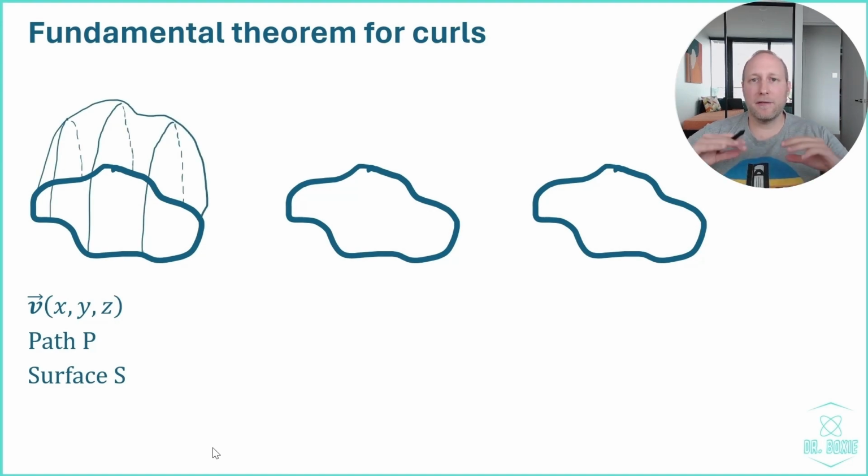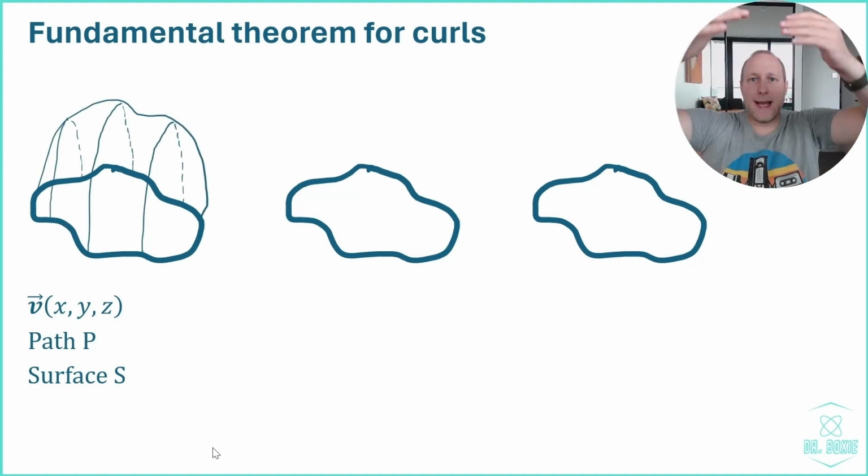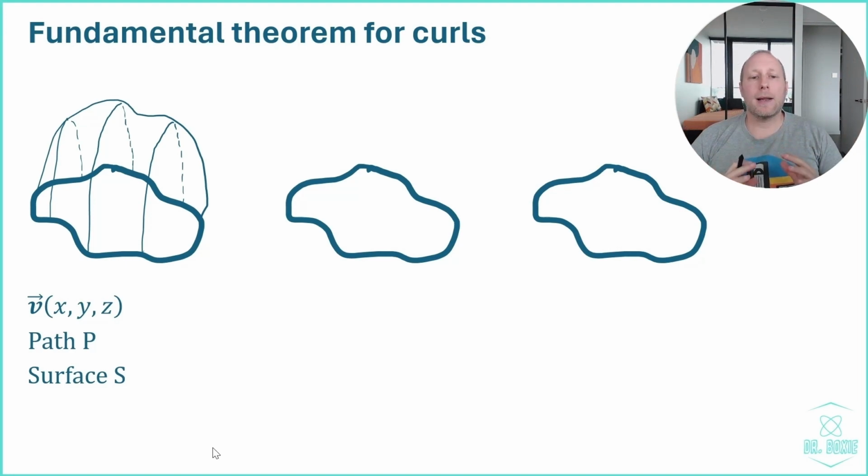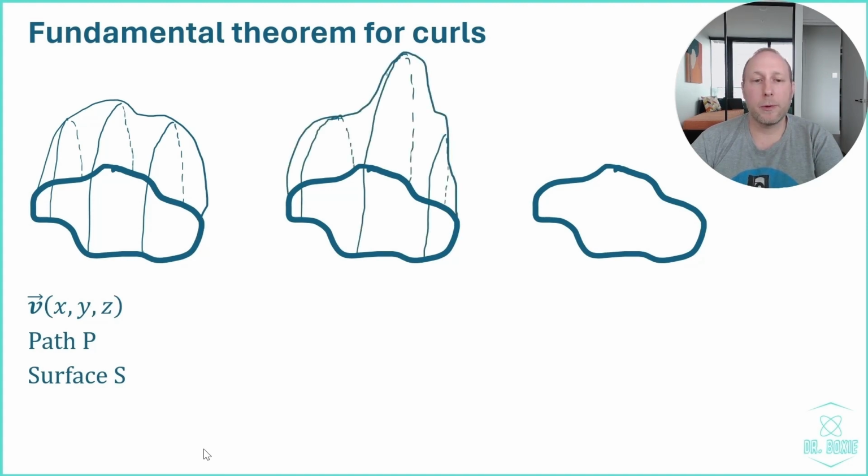So in this case, think of it as an igloo where the surface is the actual igloo itself, while the path is the line where the igloo sits on the ground. And so the path P is the boundary of this surface S, but that same path P is the boundary of, for instance, this surface, or of the flat surface given here. In all these cases, the path P is the boundary of those surfaces.